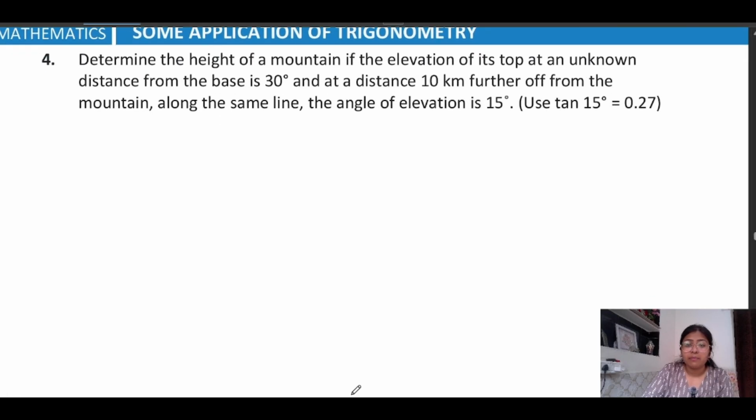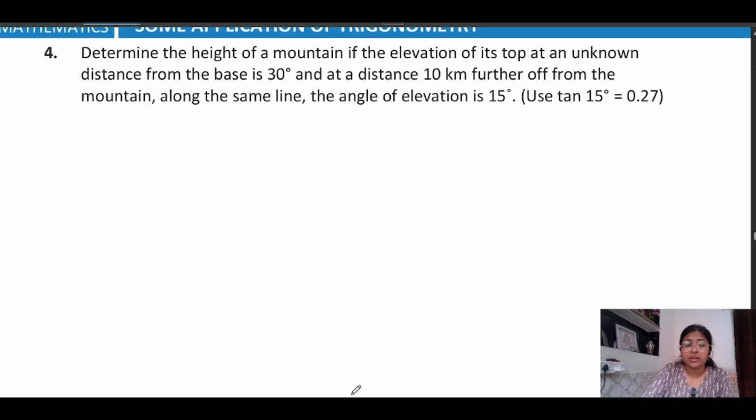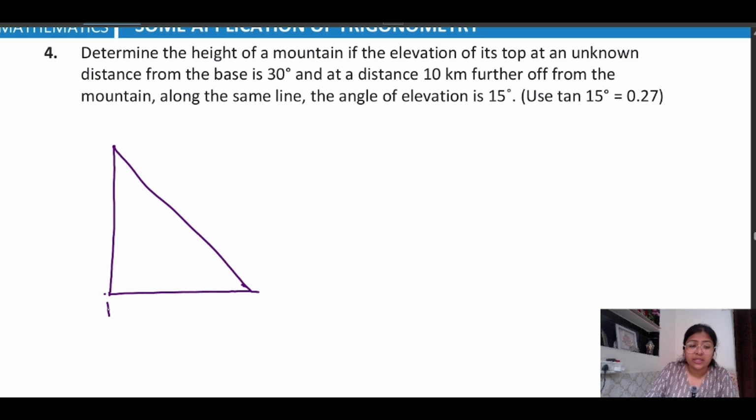Make the figure. This is a very important question. Again, determine the height. Very easy question. Determine the height of the mountain if the elevation of its top at an unknown distance, we don't know the unknown distance, so we let the distance be x, is 30 degree, and at a distance of 10 kilometer further off, you are moving away, that is 10 kilometer further off.